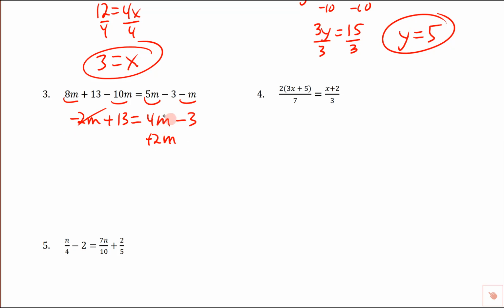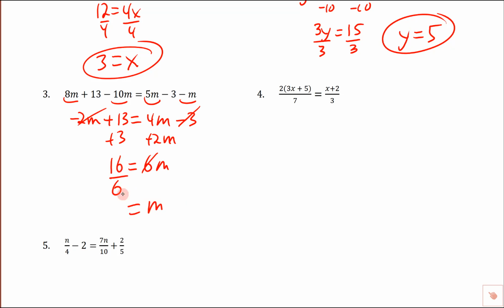So if I'm getting the m's on this side, that means I want to get the constants on the other side. So let's save ourselves a step. Let's move this 3 to the other side. We do that by adding 3. So we get 16 on this side. We get a 6m over here. And then we're going to divide by 6. That's going to cancel off. So we've got an m on this side.